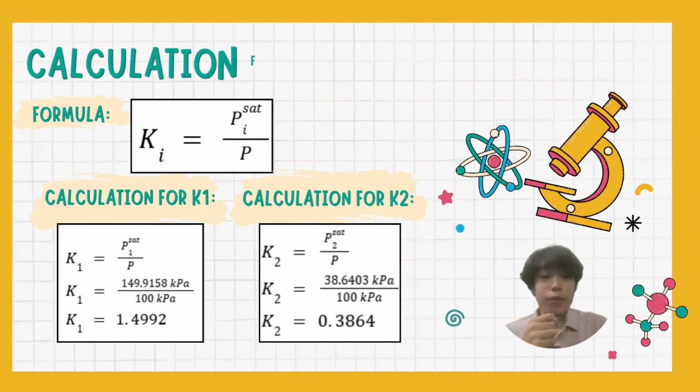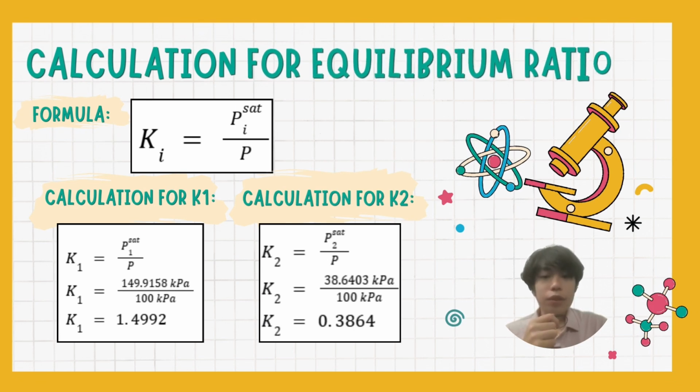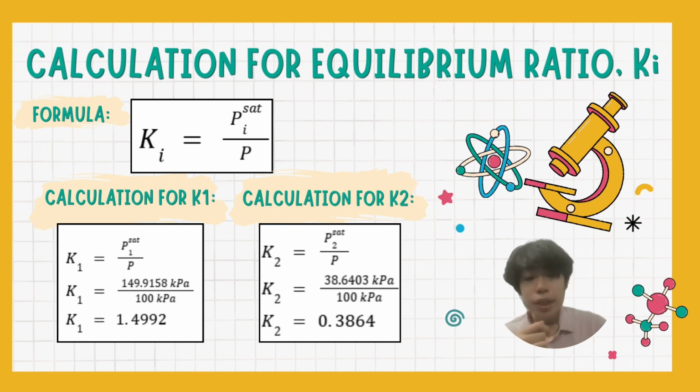So for the first step of the flash calculations, which is the calculation for the equilibrium ratio Ki, we have the formula Ki equals Pi saturated over P system. So we will calculate K1 and K2. For K1, which is equal to P1 saturated over P system, the P1 saturated that we calculated is 149.9158 kilopascals, and for the P system that we set it's 100 kilopascal. So from that, we get a value for K1 of 1.4992.